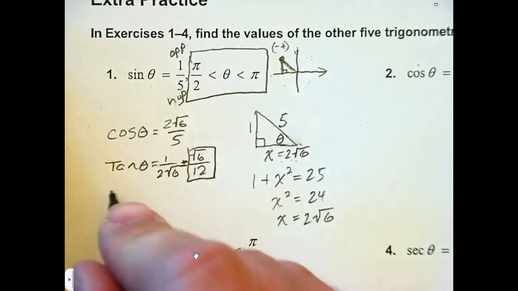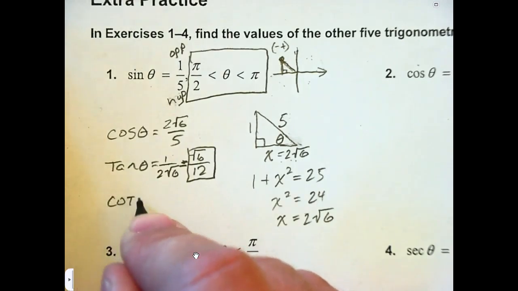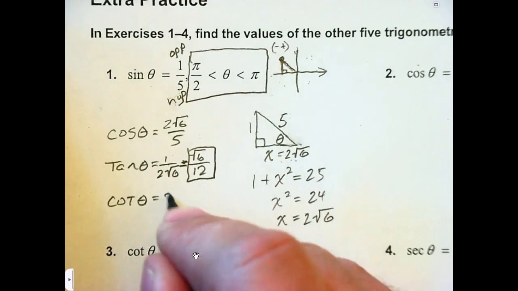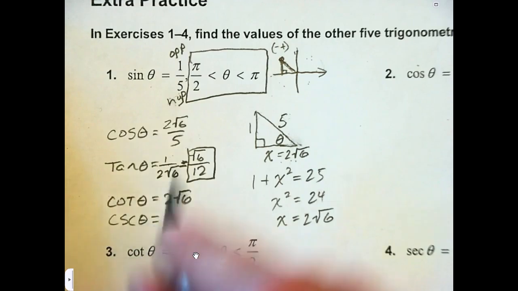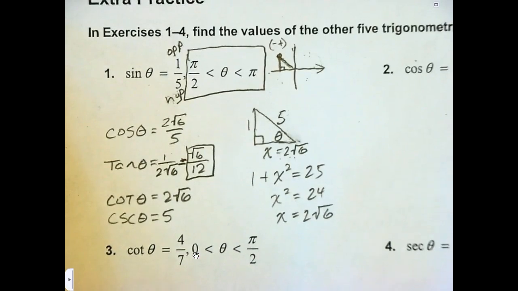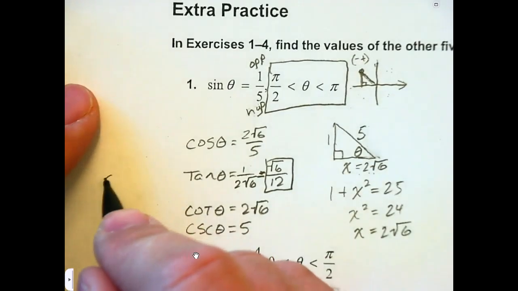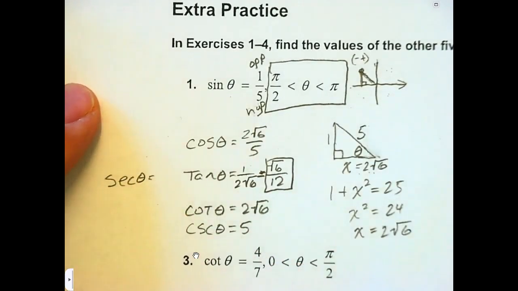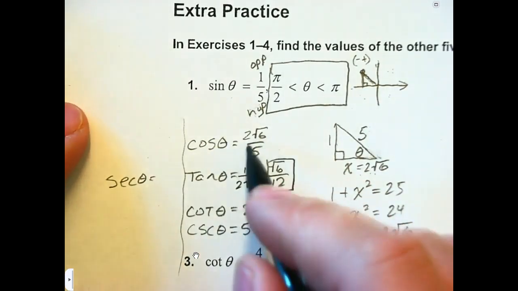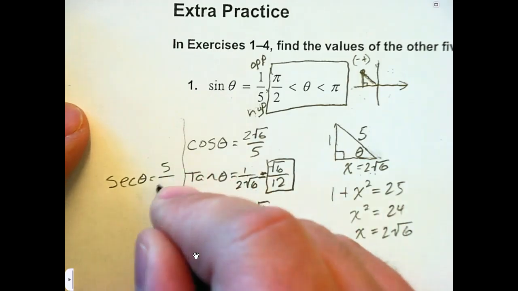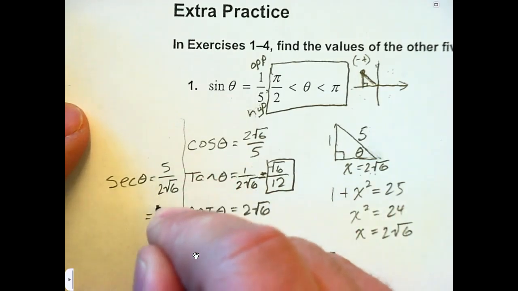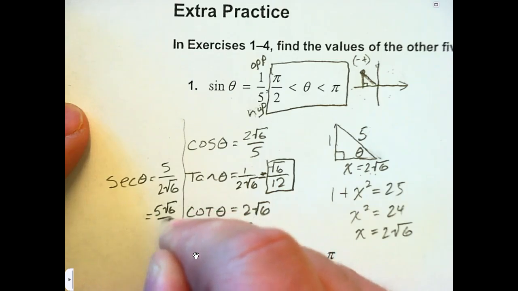Sine, cosine, tangent. Let's go with, might as well do cotangent next. Okay, we just flip this one, so it's just 2 root 6. Cosecant is the reciprocal of sine, or 5. And secant, I'm going to have to move over here. Secant's the reciprocal of cosine, or 5 over 2 root 6, or 5 root 6 over 12.